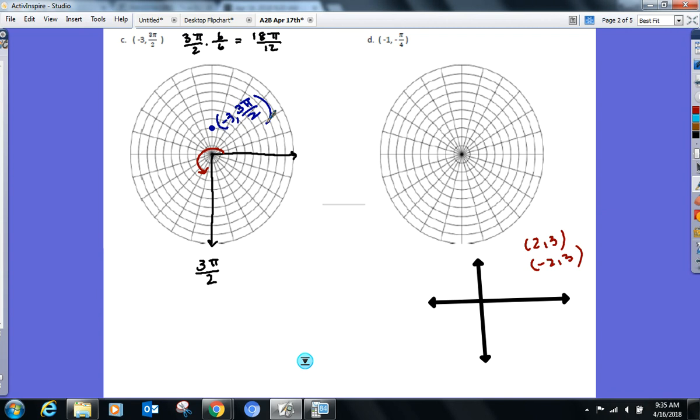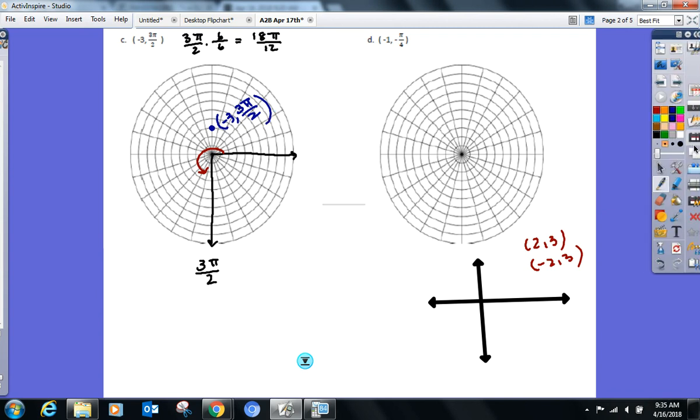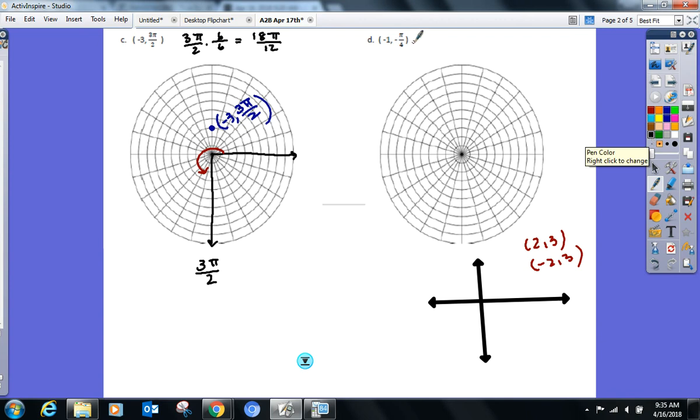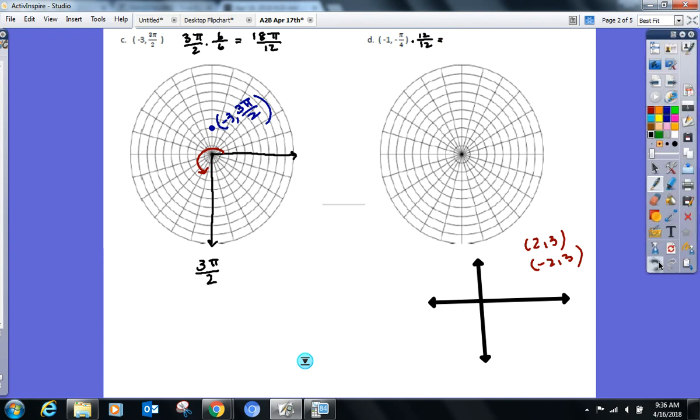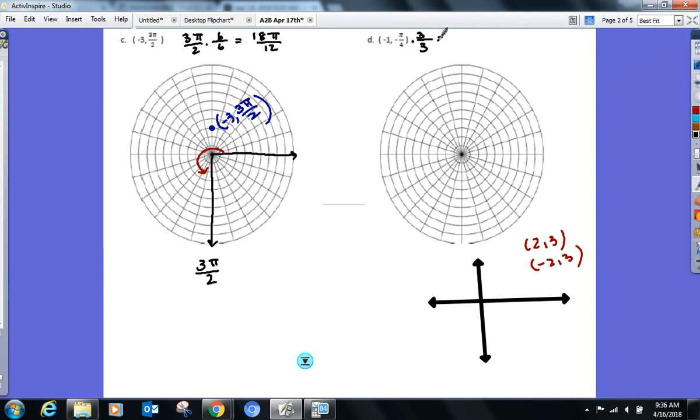Everyone all right? Okay, how about -1, negative pi over 4? Again, it's on the opposite ray when your R value is negative. So negative pi over 4, go ahead and find it. Multiply by, even Carter got that. So -3 pi over 4.